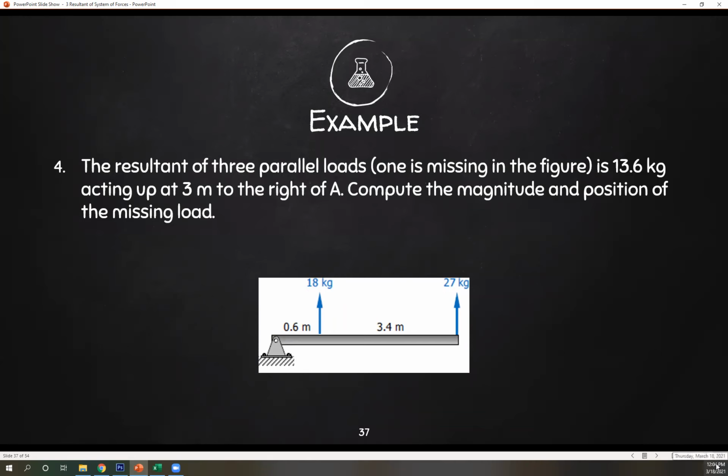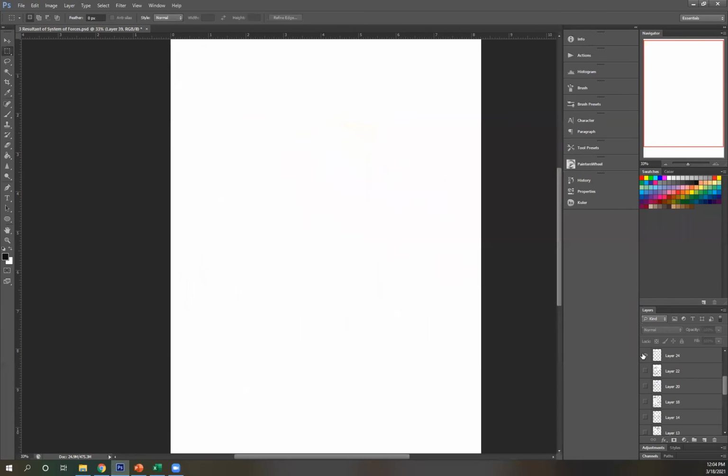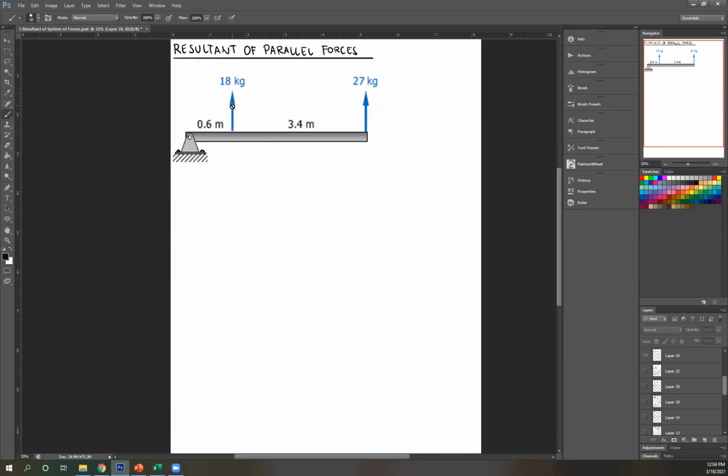Number 4: the resultant of 3 parallel loads, one is missing in the figure, is 13.6 kilograms, acting up at 3 meters to the right of A. Compute the magnitude and position of the missing load. So we're given the resultant. This is your figure. That's number 4.